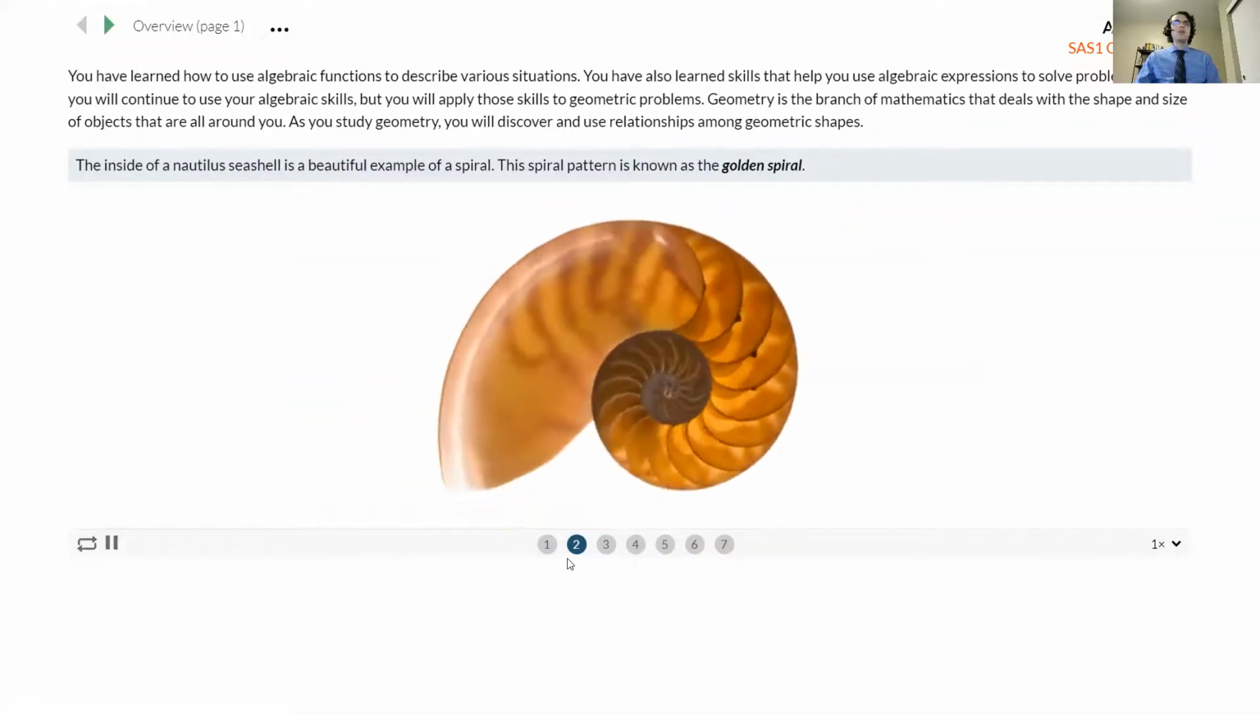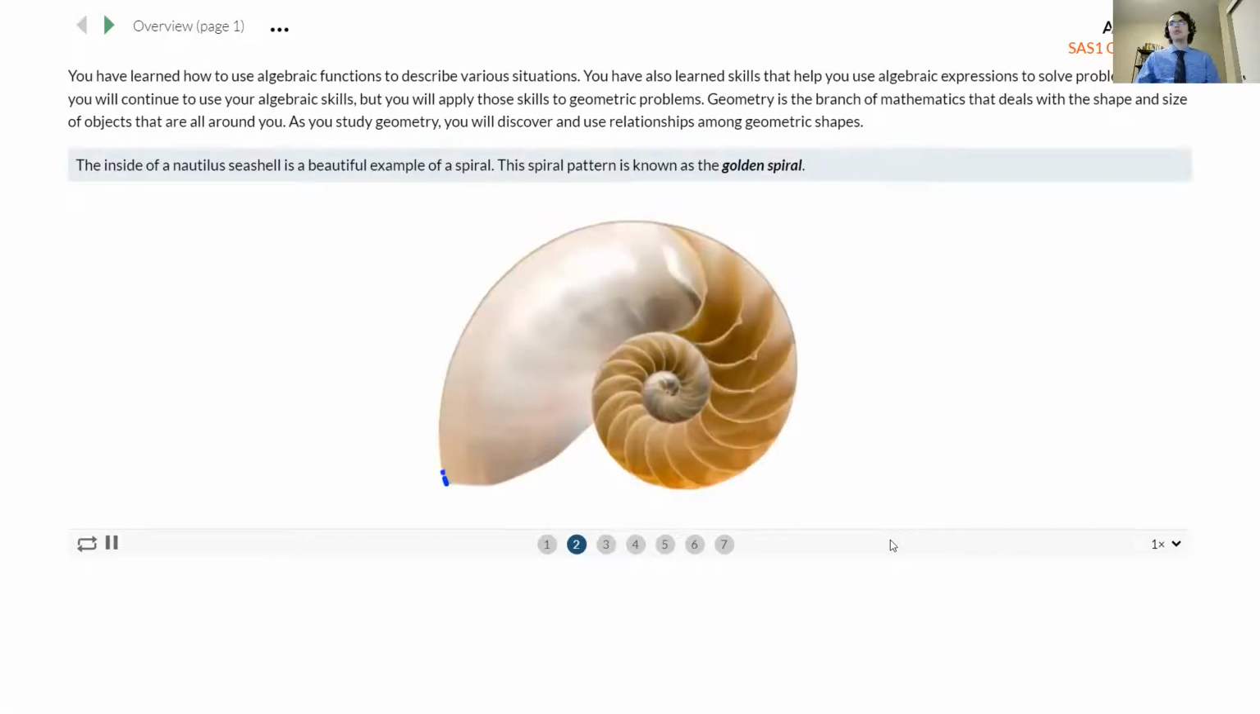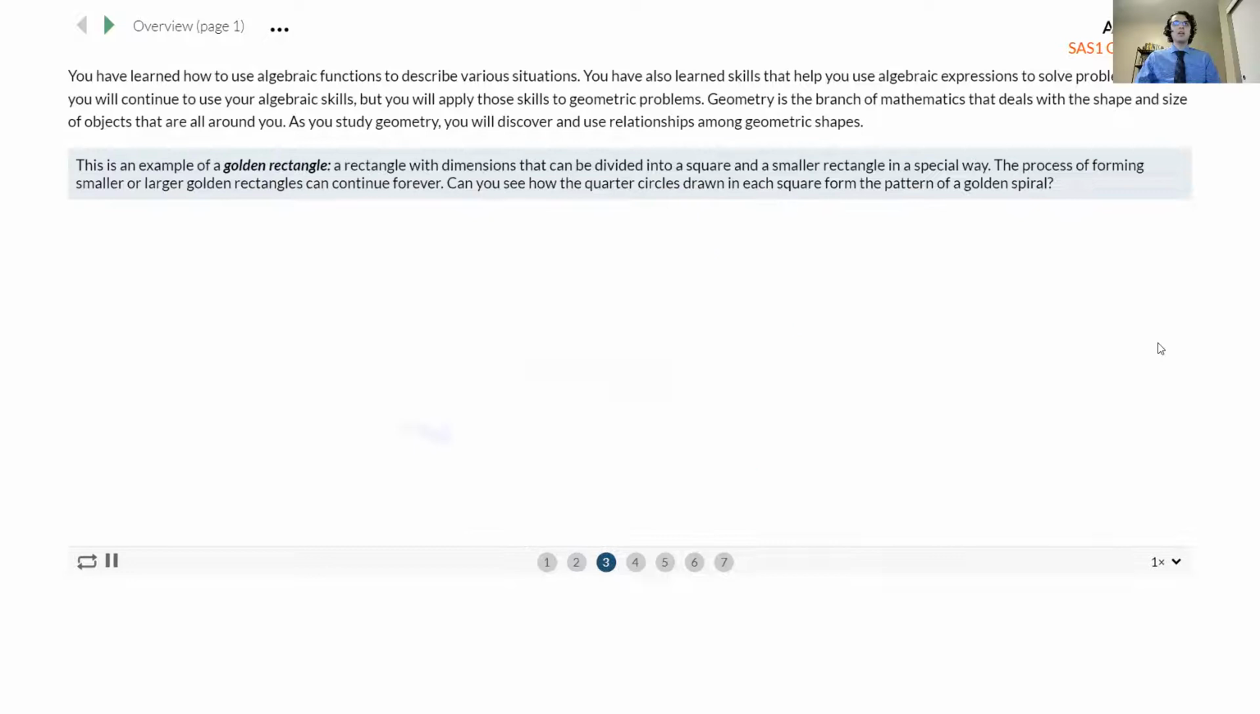So a nautilus seashell is a spiral pattern that we call the golden spiral. This is because it's based off of something called the golden ratio. So this spiral you can see makes a really pleasing shape. There's different ways to make spirals. Why does it move in this specific pattern, right? Why is it that it gets tighter and tighter in this specific way? It's because it's an example of the golden rectangle. The golden rectangle is another form of the golden ratio.